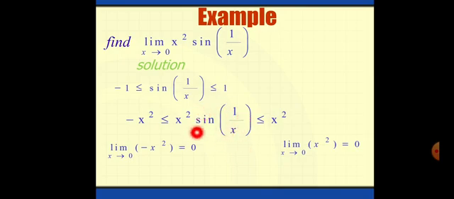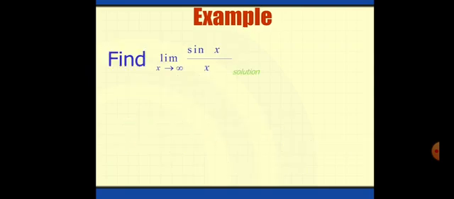So the middle function here, limit of x squared sine 1 over x, equals 0 as well, because the right limit and the left limit equal 0. So the limit of x squared sine 1 over x in between these two functions equals 0 as well.